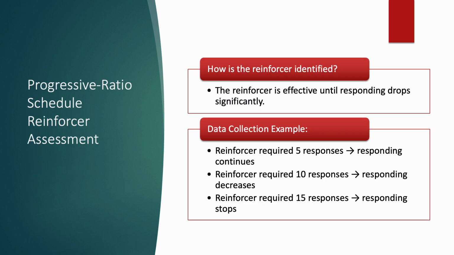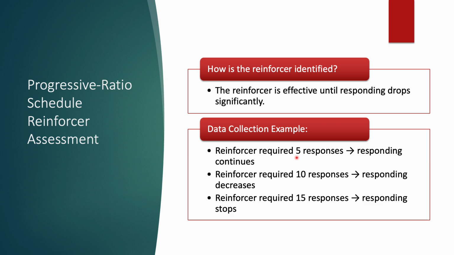So how is the reinforcer identified? Well, the reinforcer is effective until responding drops significantly. As soon as you see that responding stops, that is the break point. That specific number of responses is considered the break point, meaning that the person is no longer interested in continuing to respond. It's not worth the effort for the quality or quantity of the reinforcer that they're receiving.